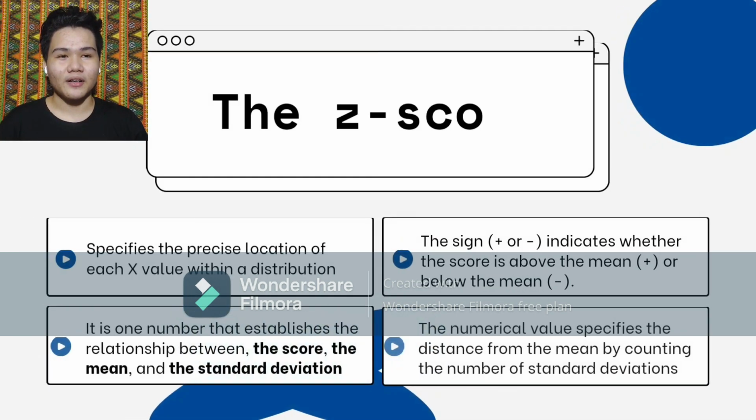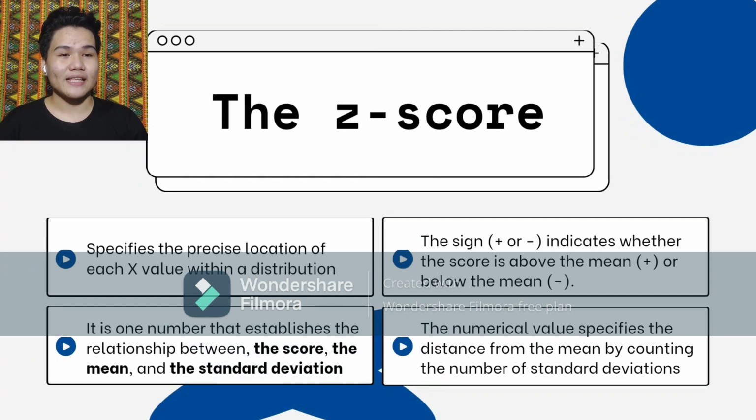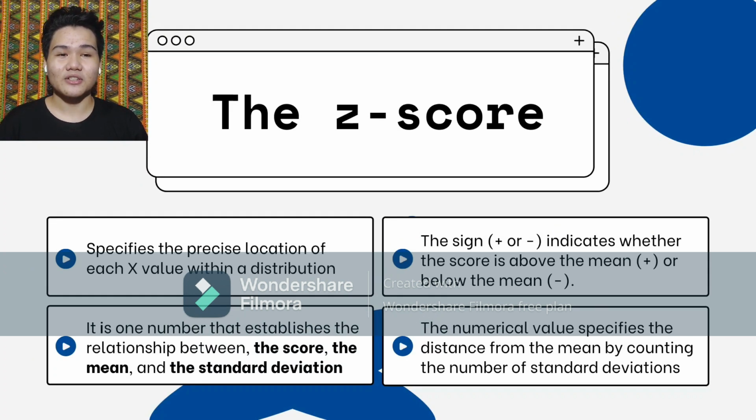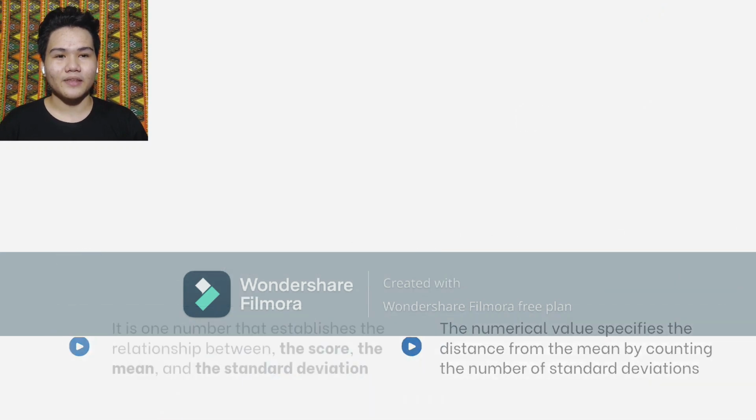The z-score. The z-score specifies the precise location of an x value within a distribution. It is one number that establishes the relationship between the score, the mean, and the standard deviation. The numerical value specifies the distance from the mean by counting the number of standard deviations. The sign, positive or negative, indicates whether the score is above the mean or below the mean.